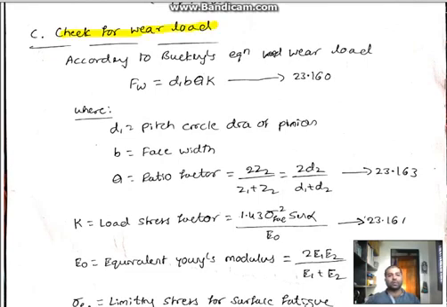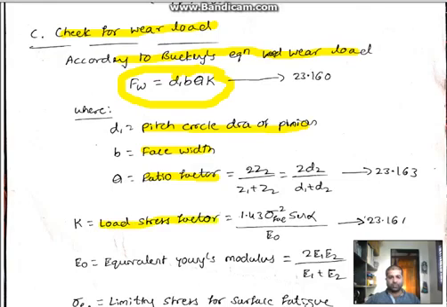C-bit, check for the wear load. According to the Buckingham's equation, wear load equation is given here. In this equation, D1 value is known, B value is known, where D1 is the pitch circle diameter of the pinion, B is the face width, Q is the ratio factor, K is the load stress factor, and E0 is the equivalent Young's modulus.